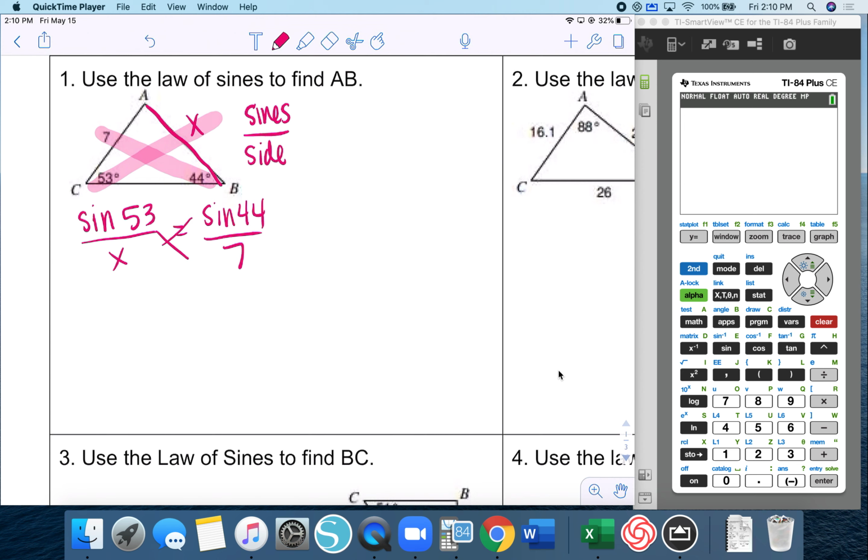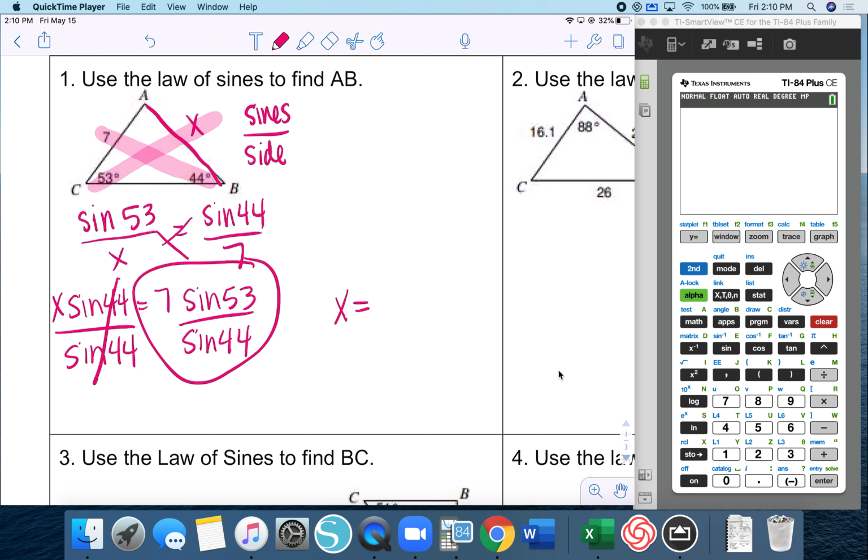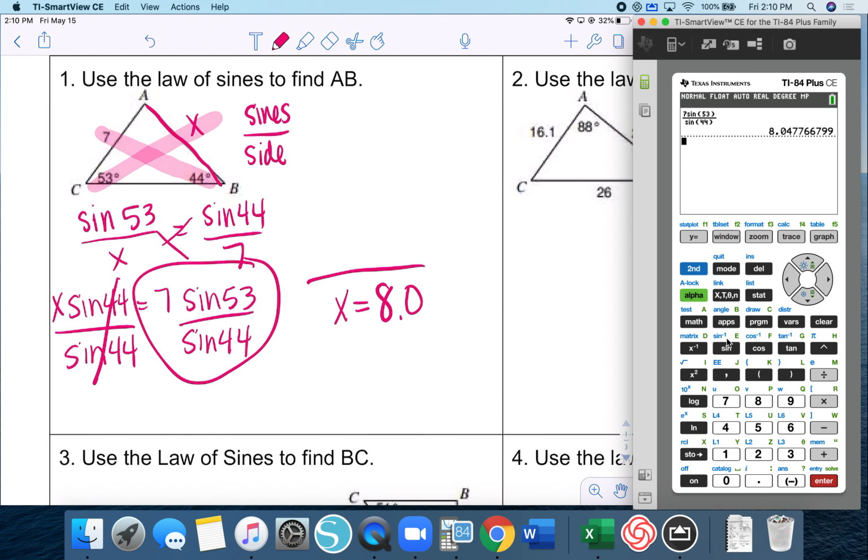We cross multiply, so x sine 44 equals 7 sine 53, and then divide everything by sine 44. So I'm going to put this in my calculator, just like I see it. And we get about 8.0.